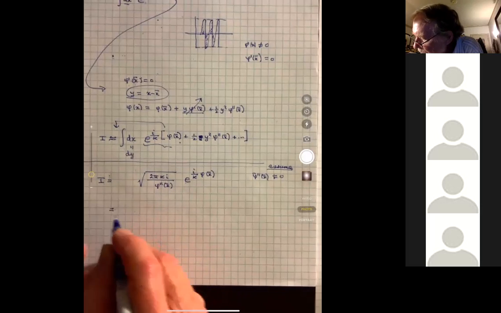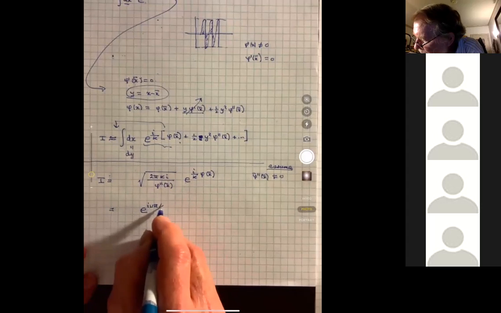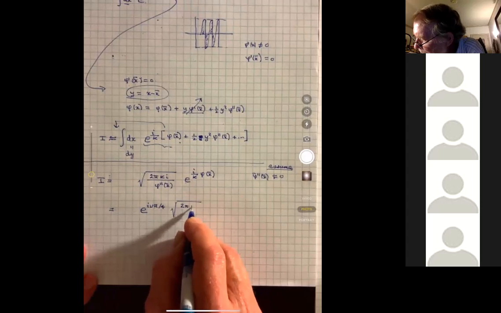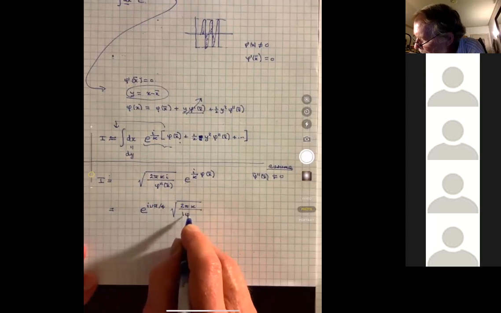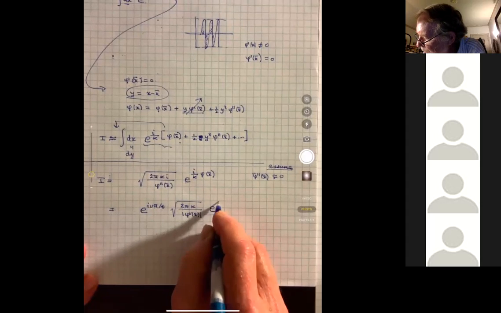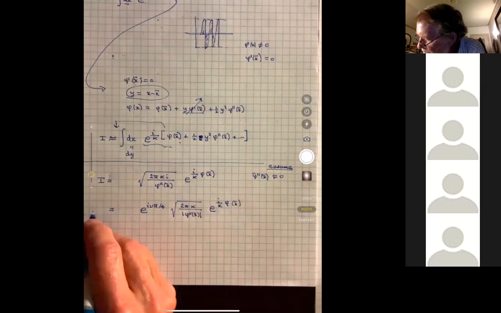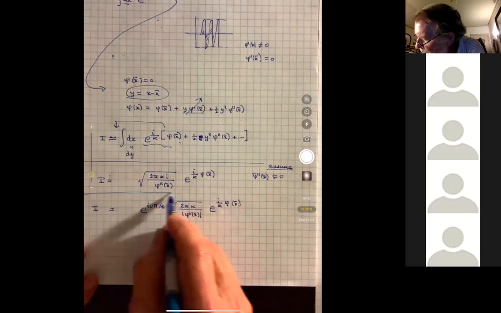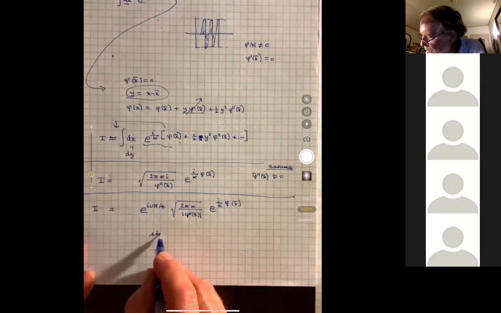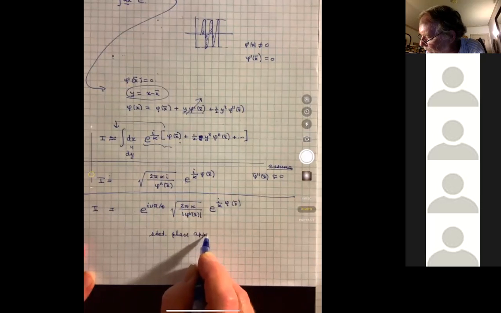And so let me rewrite this in a different form. I'm going to write it as e to the i nu pi over 4, which is a phase factor coming from the square root of i, times the square root of 2 pi kappa divided by the absolute value of phi double prime of x bar, multiplied by the phase factor e to the i over kappa of phi of x bar, like so. So this then is what's called the stationary phase approximation for the original integral.